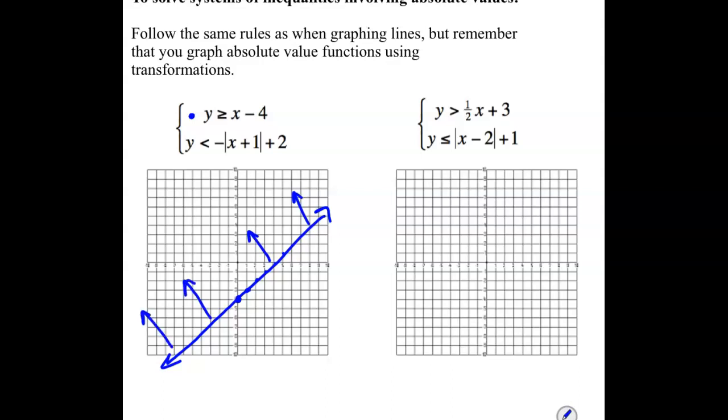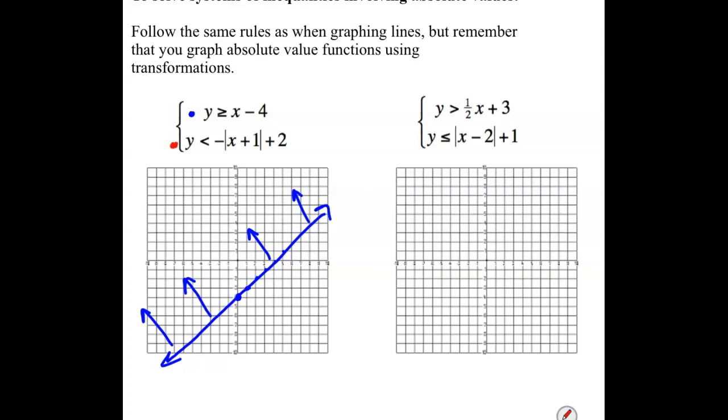Then for our second inequality, this is an absolute value one. We graph that using the transformation idea. So our first piece here, we're going to reflect over the x-axis, which means our V is going to be upside down. We are also moving it left 1 and up 2. So our vertex, instead of being at the origin, is going to go left 1 and up 2. And then we did reflect it, so it's upside down.